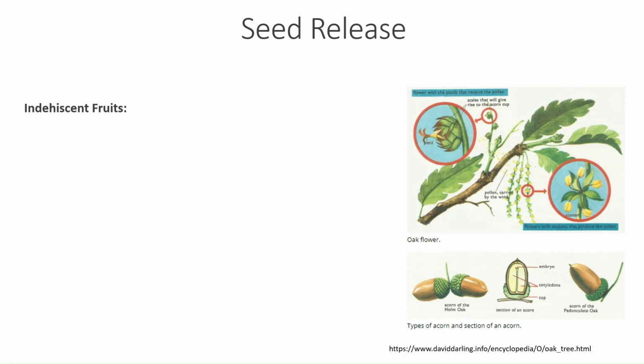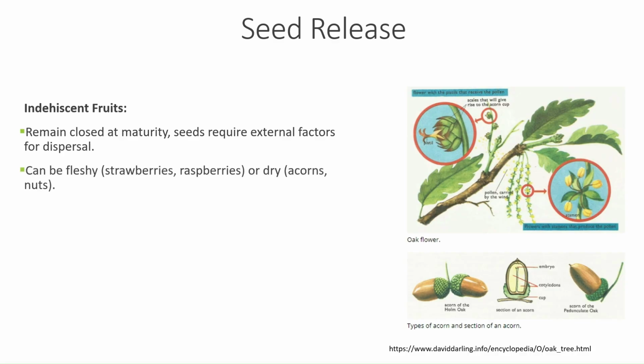Indehiscent fruits remain closed at maturity. Their seeds stay protected inside the fruit until external forces act on them. These fruits can be fleshy like strawberries and raspberries or dry like acorns and nuts. Seeds are dispersed when animals eat the fruit and pass the seeds in droppings, when the fruit decays, or when animals carry and drop them.